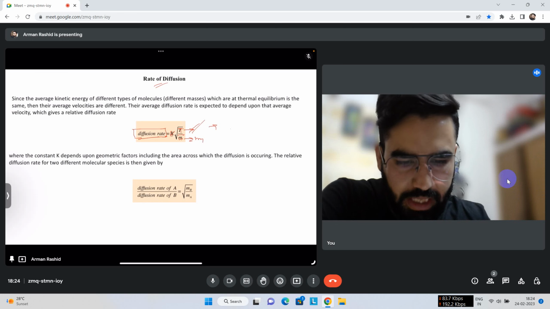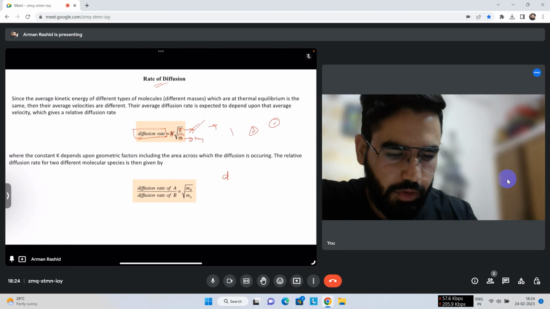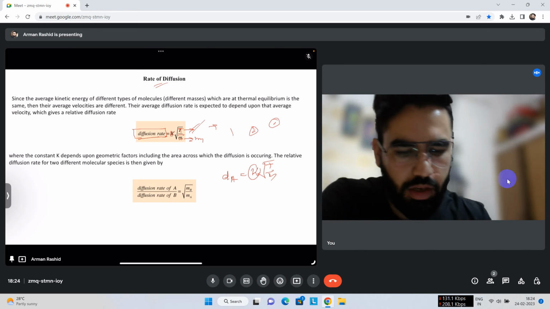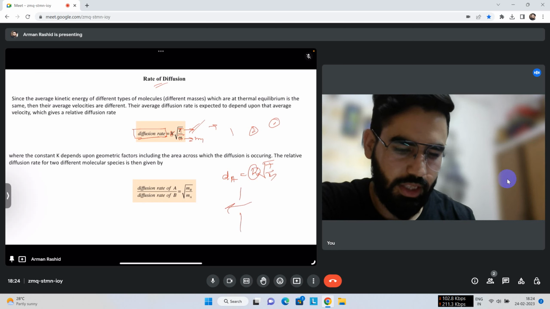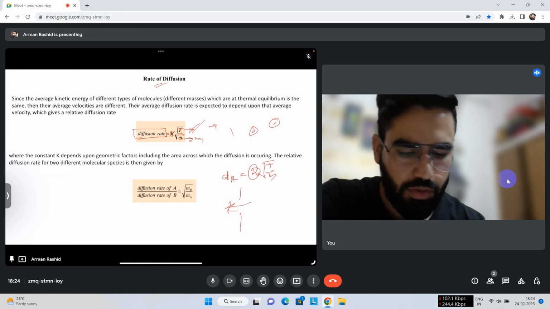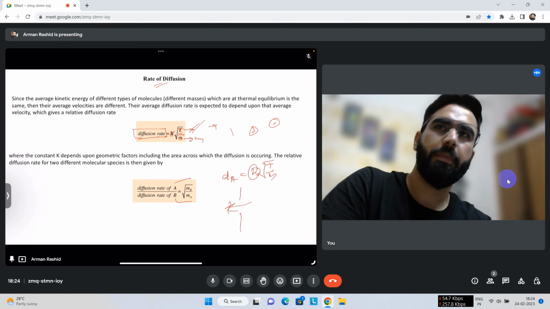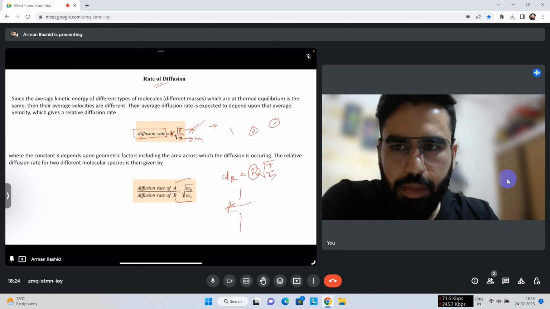So now if we have two gas molecules, what will be the relative diffusion of these two? We take the diffusion rate of molecule A, which is K T by M. Now K depends upon the geometric factors of the cross section, for example, the medium through which they are crossing. Since they are crossing in the same medium, the ratio of the diffusion rate of A to that of B is directly proportional to the square root of the inverse ratio of the mass of A to the mass of B. Okay, so diffusion rate depends upon temperature, and diffusion rate depends upon the mass.